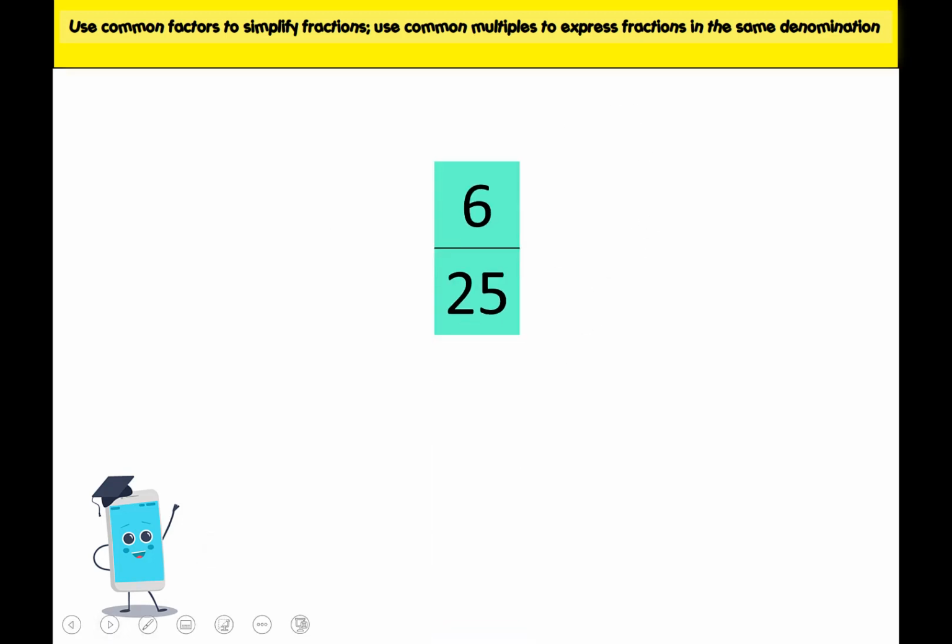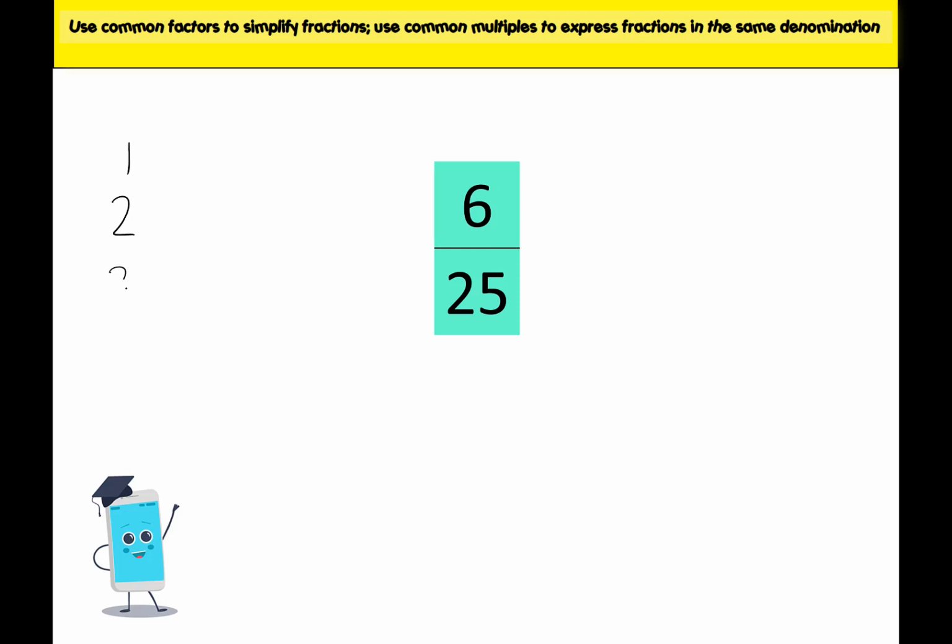Is 6/25 in its simplest form? Well, they're not both even numbers, so I can't halve them. Do they have any common factors? Neither of them are prime numbers. They do have factors, so let's make a list. Let's make a list of 6.